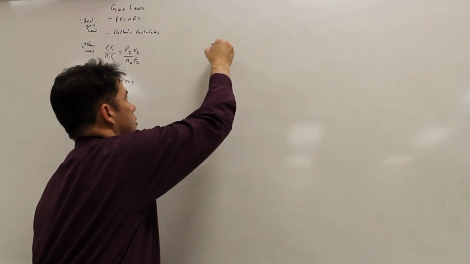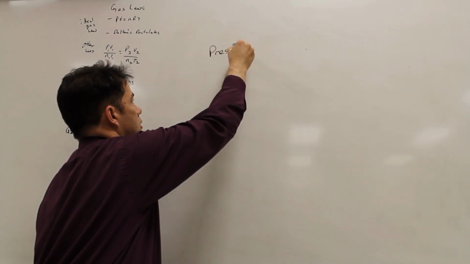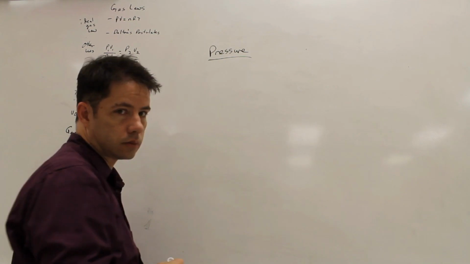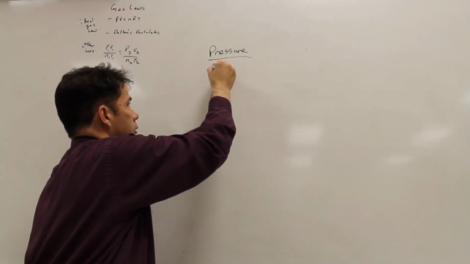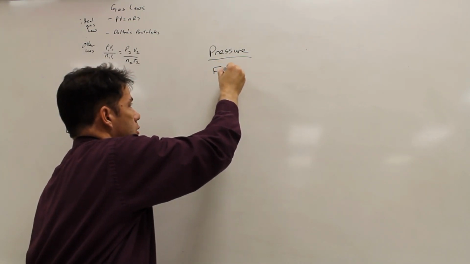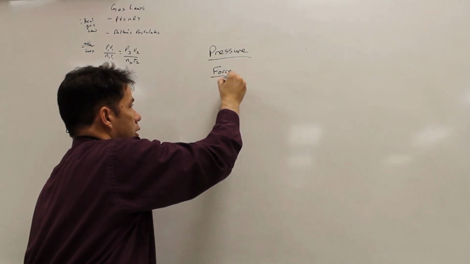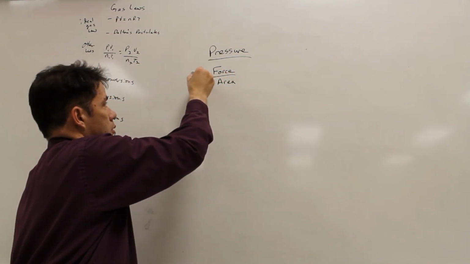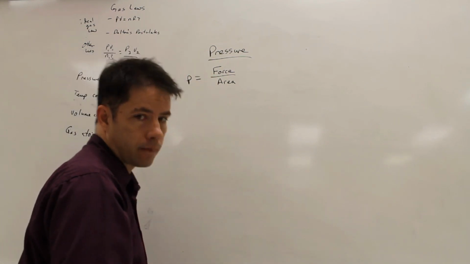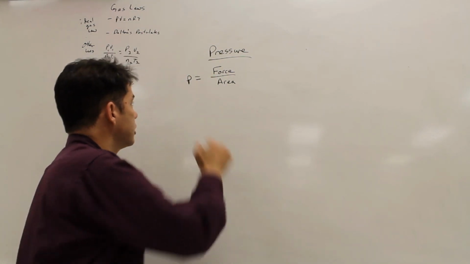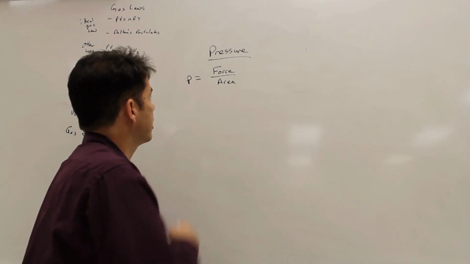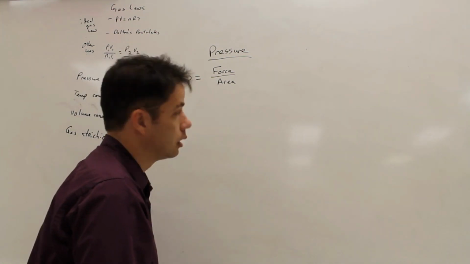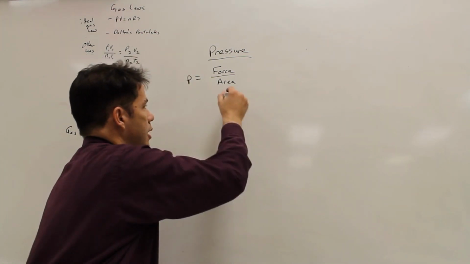So, pressure. Pressure is literally defined as force per unit area. In chemistry we'll use a capital P. That's a capital P for pressure. So what does that mean?